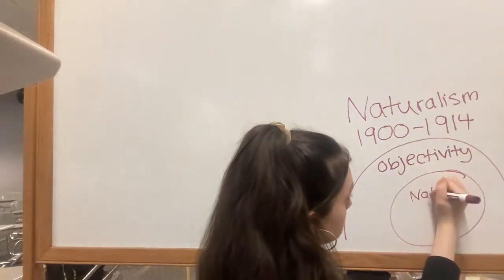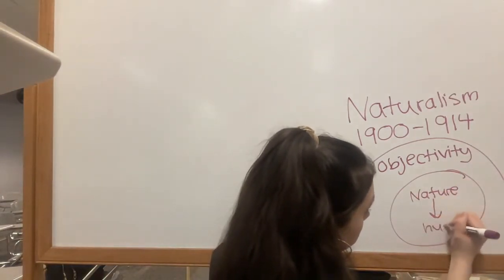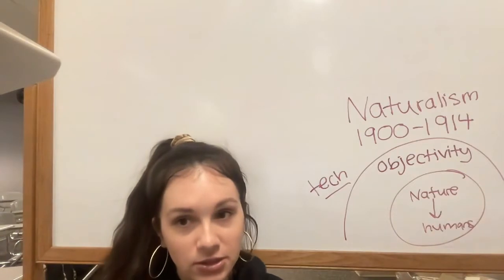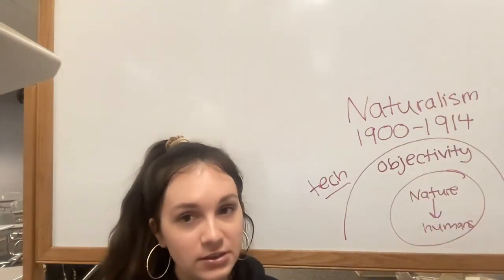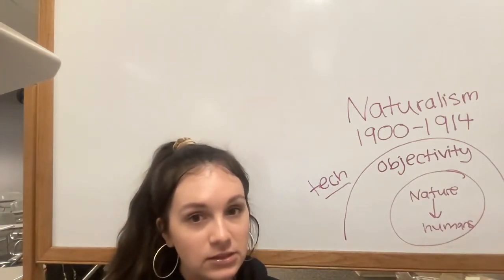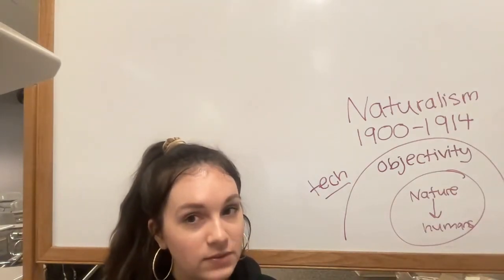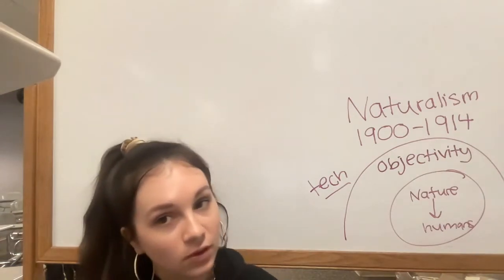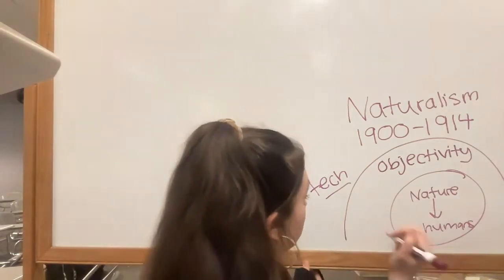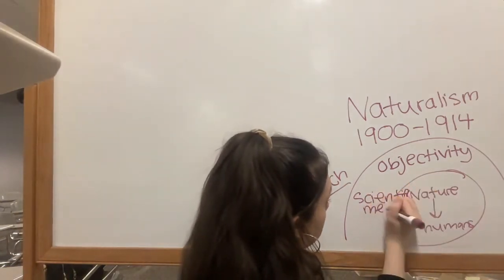So humans are kind of below and subject to whatever nature wants to do. So naturalistic writers believed that through objectively studying human beings, the laws behind how these forces dictate our lives might be better studied and understood. So therefore, these writers utilize a version of what we call, right here, the scientific method.